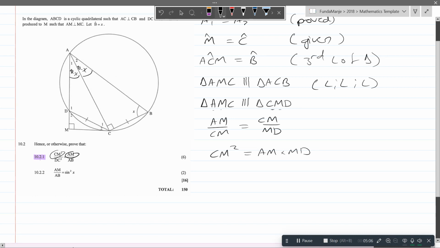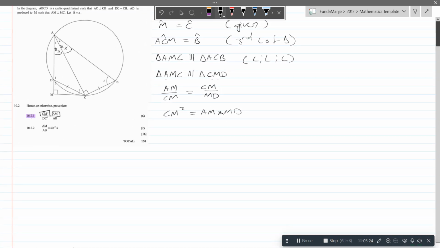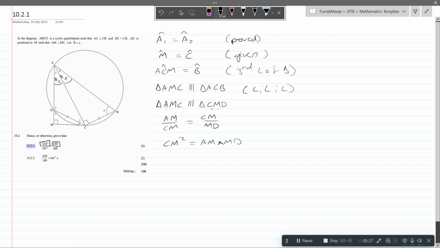Then now I have one part of it, so I have CM squared is equal to AM, the top part. I need to find a way to cancel out this MD. So we need a way to express MD. For that, we will use a different ratio. So let's use that in a different color. We can say from the first one that we originally had, the one of triangle ACB, so triangle ACB was similar to triangle CMD.